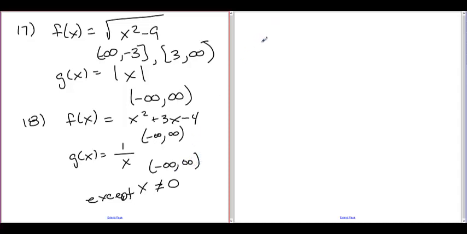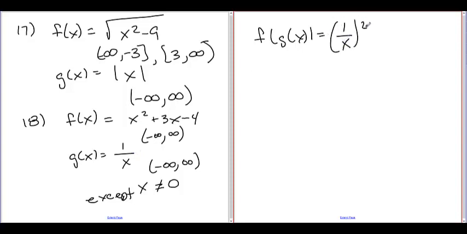Okay, so the composite function f of g of x, there we plug in 1 over x into here. So you get 1 over x squared plus 3 times 1 over x minus 4. And again, the unsimplified version is going to set the domain, and so it's going to be all real numbers except x cannot equal 0. Because when x equals 0, both of these are going to become undefined.